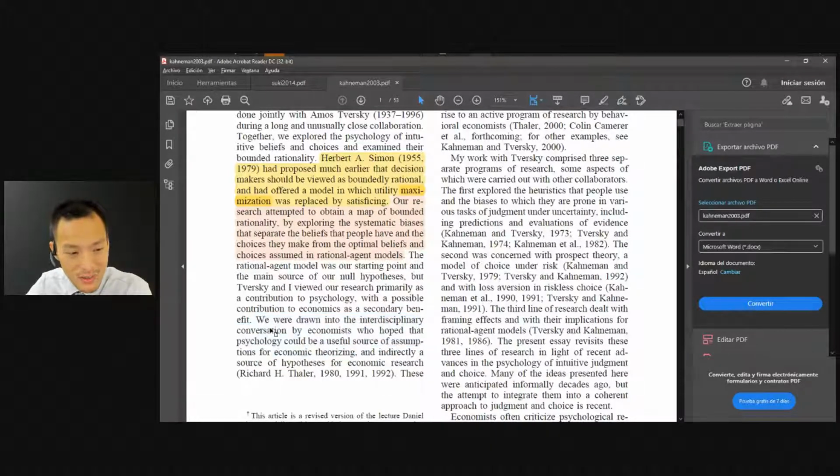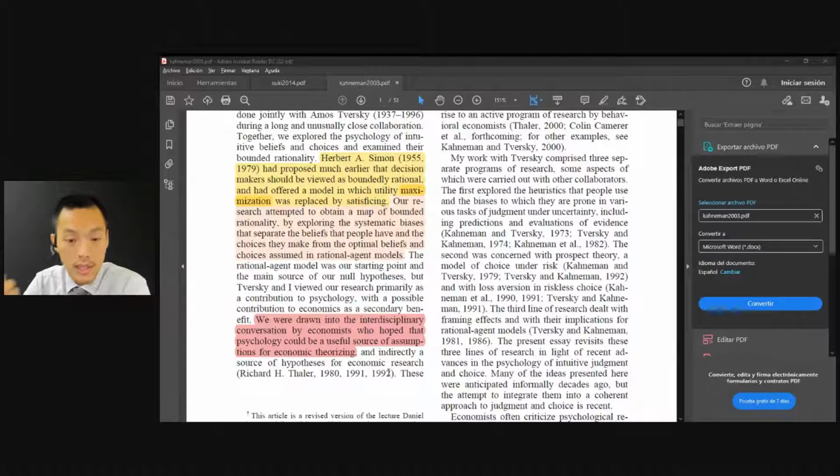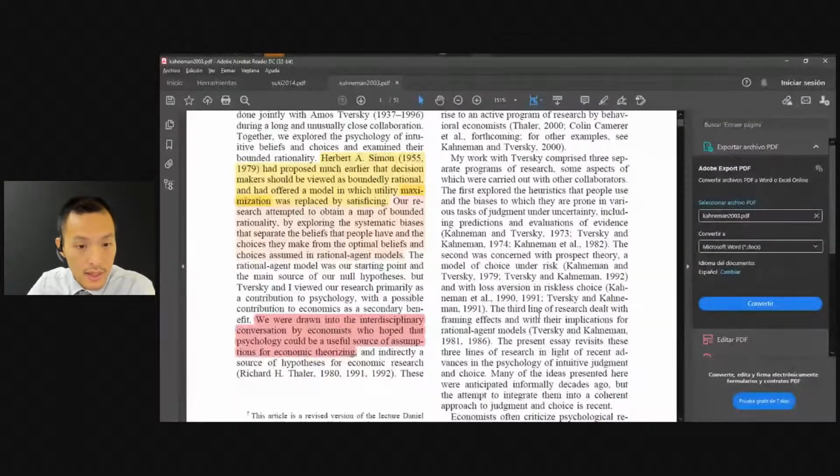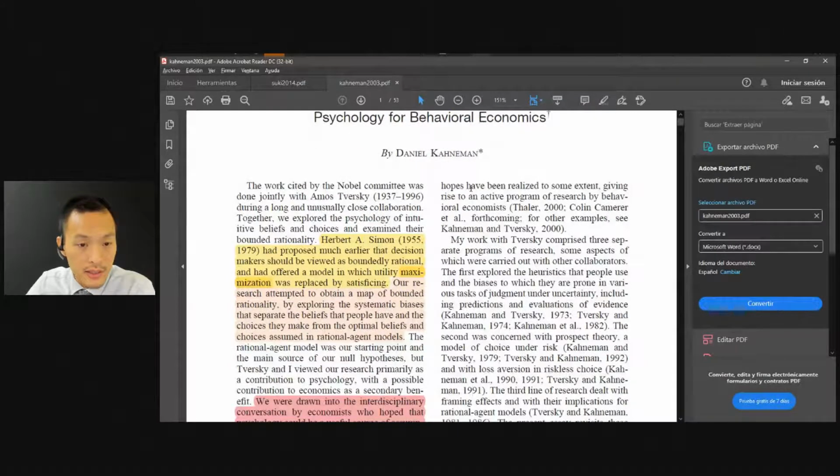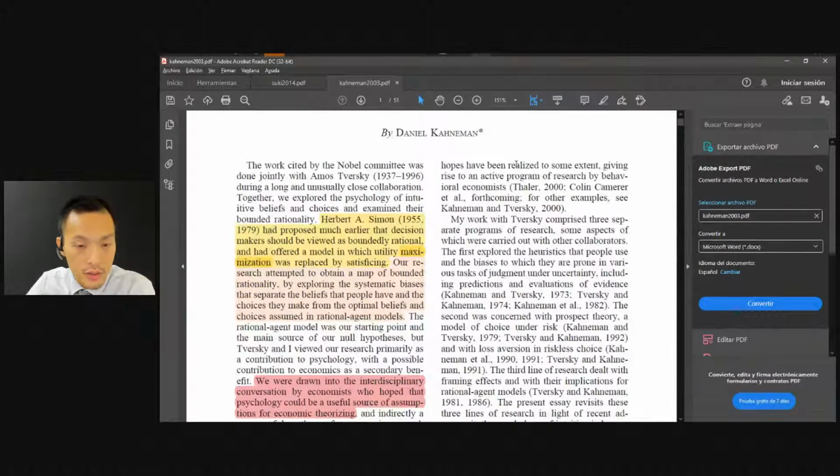Ooh. So then he went, you know what? We didn't actually want to do economics, but then you guys keep bothering us, right? You all economists keep bothering us because we have shown that whatever we were studying is so different from whatever you believe that it is useful for you to use in economics, right? So now we have to jump into economics. All right, let's keep going. And then he said they hope that to some extent the usefulness of their framework has been realized in economics and has been an active research program for behavioral economists ever since.